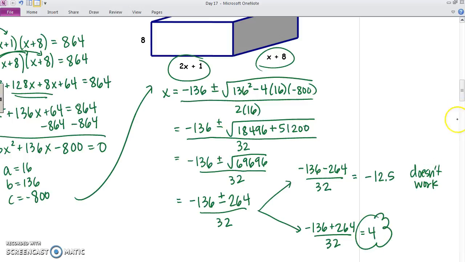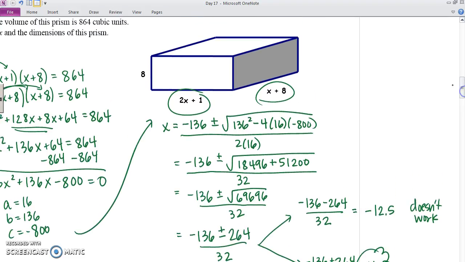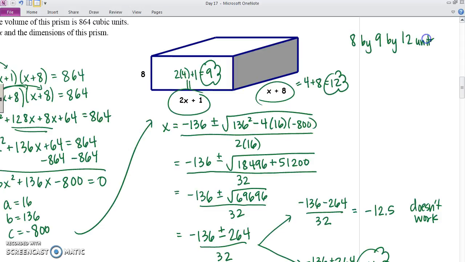But 4 does. So x is 4, and I think you had to find the dimensions. So the dimensions of this are 2 times 4 plus 1, which is 9. And then 4 plus 8 is 12. So the dimensions are 8 by 9 by 12 units. And x had to equal 4 units.